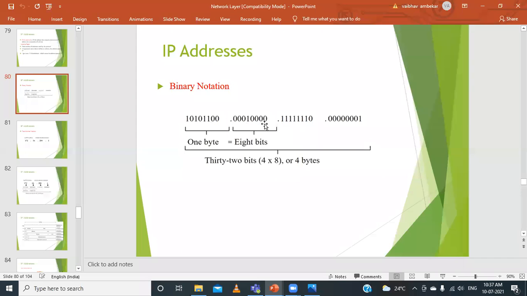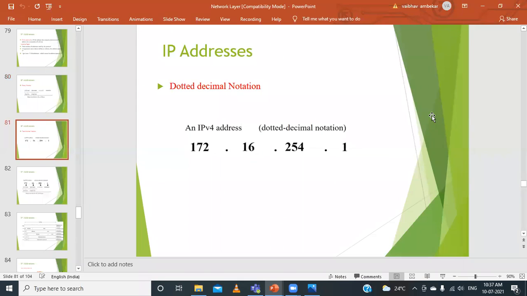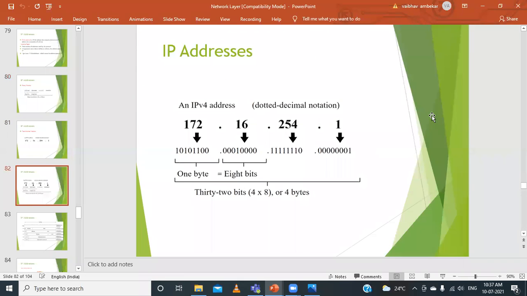Here we have 4 octets. The first octet can take a value from 0 to 255. The second octet can take 0 to 255, the third can also take 0 to 255, and the fourth can also take 0 to 255. So overall we can have millions of combinations for the IP addresses. But the classification of IP addresses can be done by using this concept.